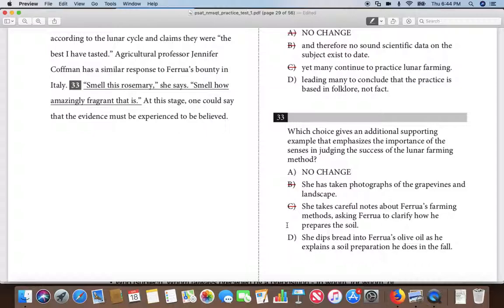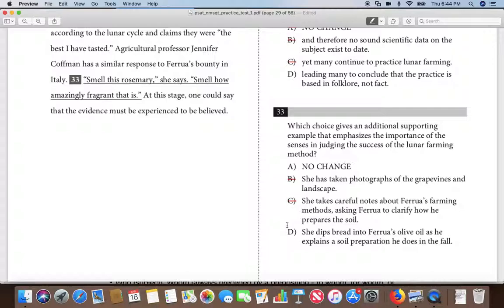I don't know. Any idea, either of you, why I picked D? No. I was hungry. And I was like, oh, that sounds so good. I just had images of bread being dipped in olive oil, and it made me hungry, and I thought about tasting it. So I went with D. It just kind of stood out.